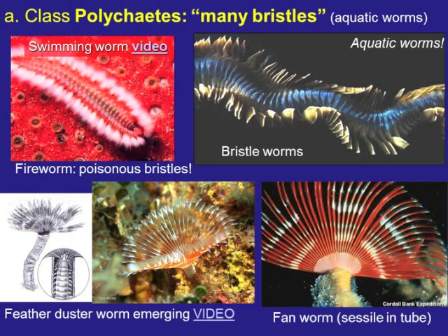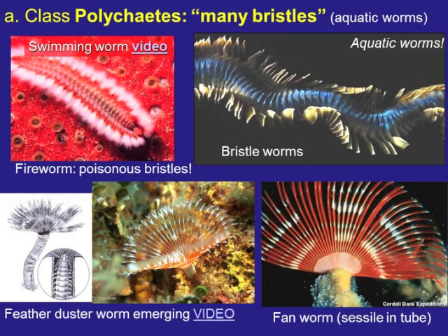Within the annelids, we have a few classes we'll be discussing. The first class is the Polychaetes, which means many bristles. These are aquatic worms. We can find them in aquaria, commonly known as fireworms. And they have poisonous bristles. If you touch them, that can actually irritate your skin. They're very good at swimming, using lateral or dorsoventral undulations to move through the water.